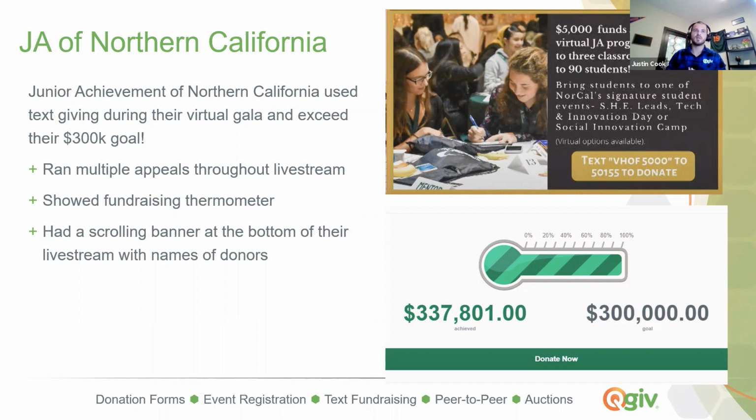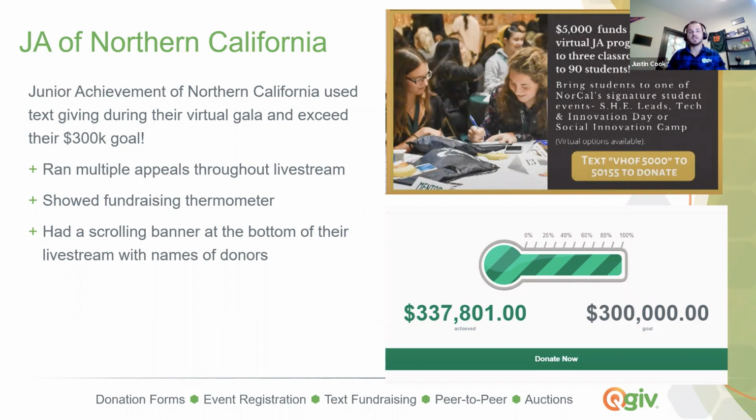They included their thermometer. And another thing that they did is they had a scrolling banner at the bottom of their live stream with different donor names as they were giving. So they were able to show that appreciation and give that public appreciation to those donors that wanted to. This is a perfect example of how to use text giving during a virtual event.